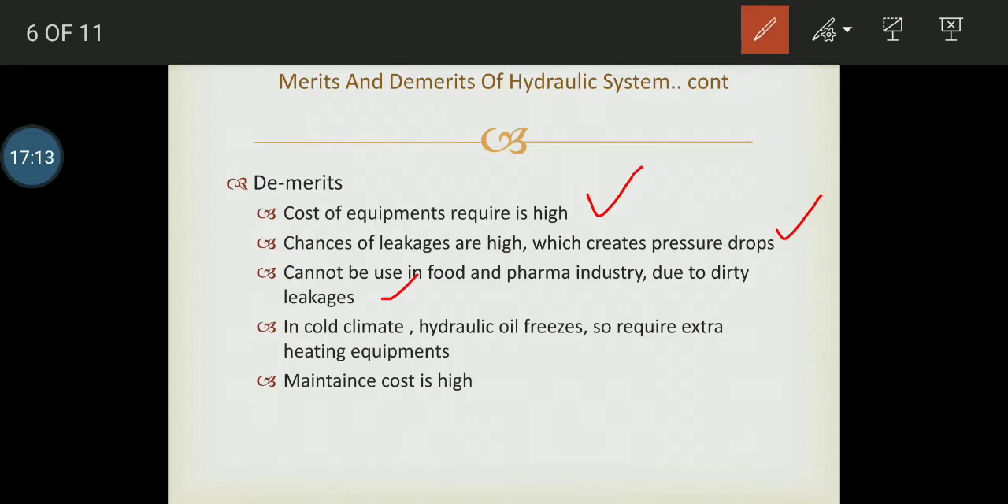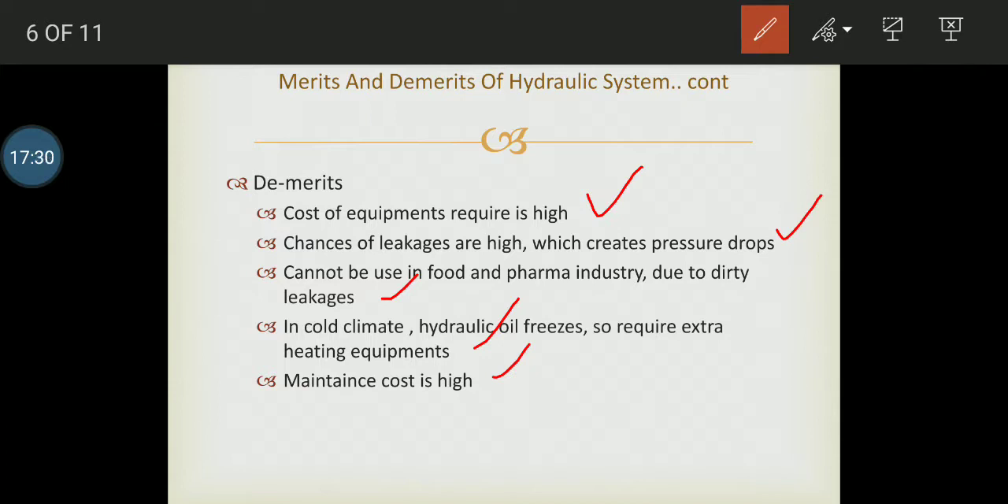Many times we are going to have maintenance, regular checkups, and a complete survey of the system, because leakages occur occasionally. So to prevent that, we have maintenance checkups periodically.